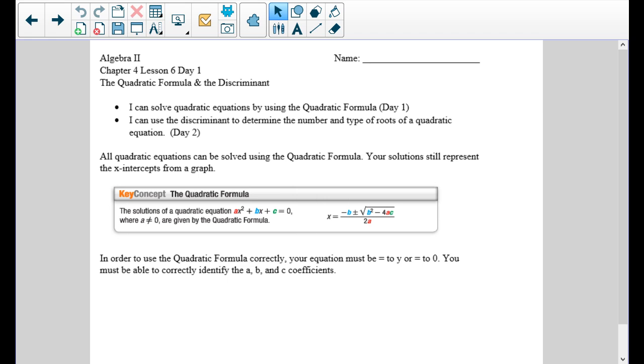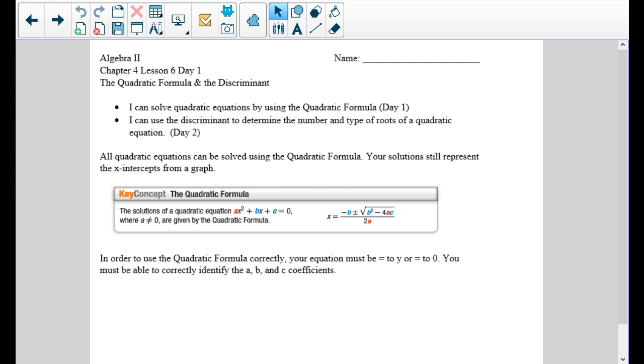So unlike before, graphing, not all of them can be solved. We have the no real solution problems. Factoring, not all problems can be factored. And now we have this quadratic formula. So the quadratic formula works for every single one. It'll give us all the answers that we need, all real, all imaginary values.